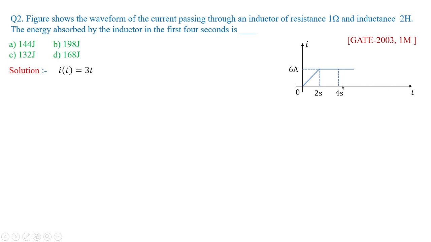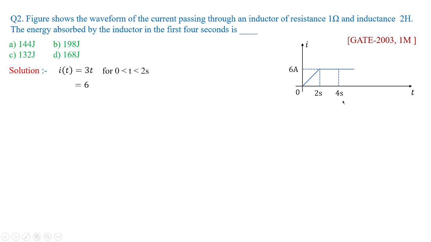So from the given waveform, try to obtain the solution for i of t. i of t is equal to 3t. How 3t? Just apply the formula of y is equal to mx passing through the origin. So y of t becomes i of t, which is equal to the slope. For 6 and 2 it is 3, and in y equal to mx, m value is 3, x value is t, that is why it is 3t, and this is obtained as an equation for current for 0 to t less than 2 seconds. This is the first important step.